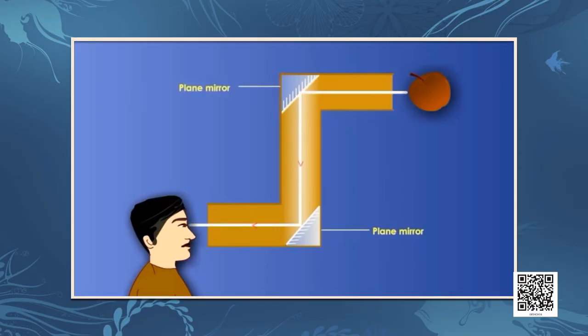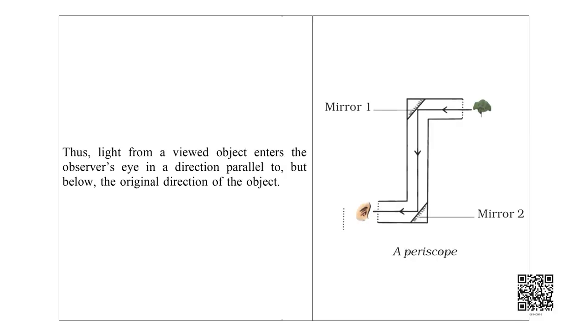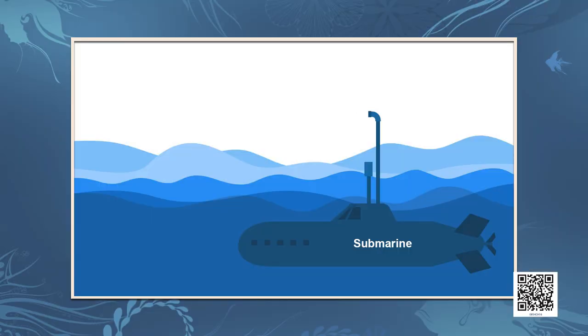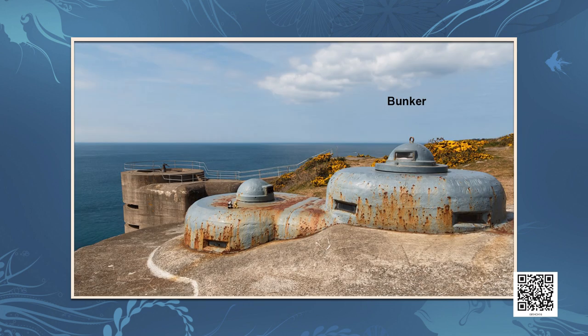A periscope, of course. A periscope is a device or an instrument which helps us see things which are above our eye level. The periscope consists of a long tube at each end of which two mirrors are placed at 45 degrees in such a way that light is reflected through an angle of 90 degrees by each mirror, as you can see in this image. Thus, light from a viewed object enters the observer's eye in a direction parallel to but below the original direction of the object.